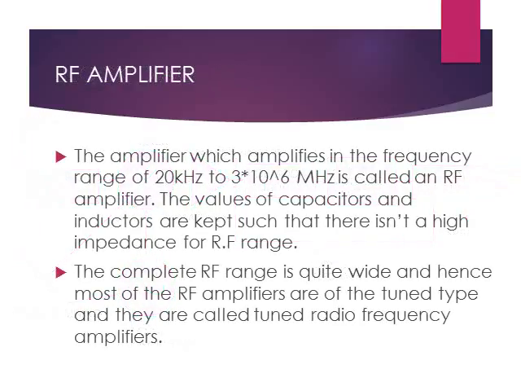An RF amplifier. The amplifier which amplifies in the frequency range of 20 kHz to 3 MHz is called an RF amplifier. The values of capacitors and inductors are kept such that there isn't a high impedance for the RF range. The complete RF range is quite wide and hence most of the RF amplifiers are of the tuned type and they are called tuned radio frequency amplifiers.